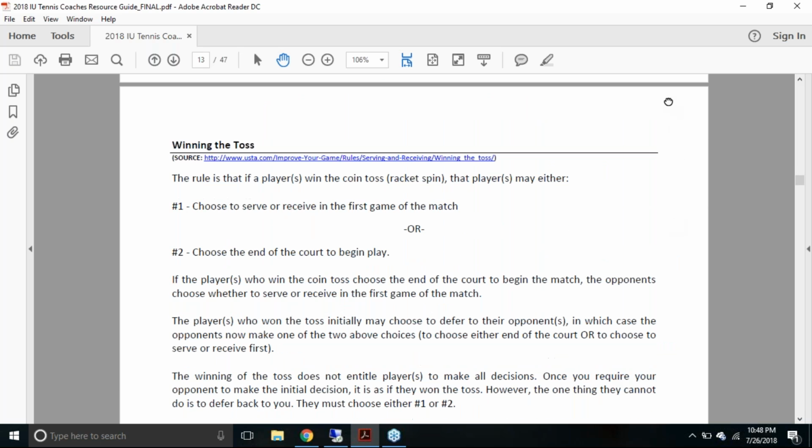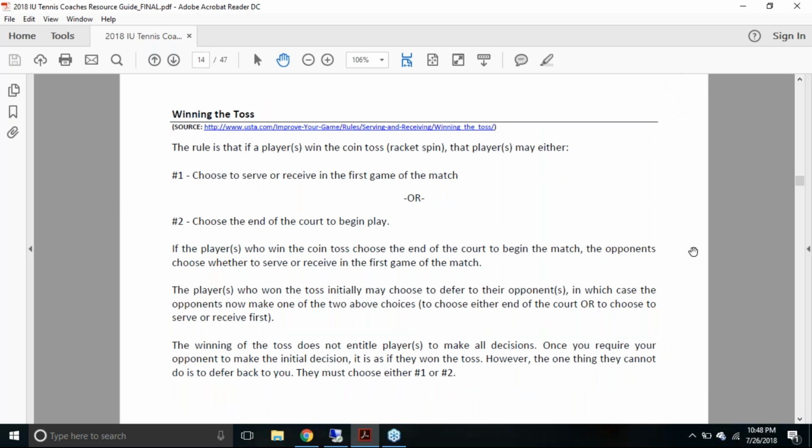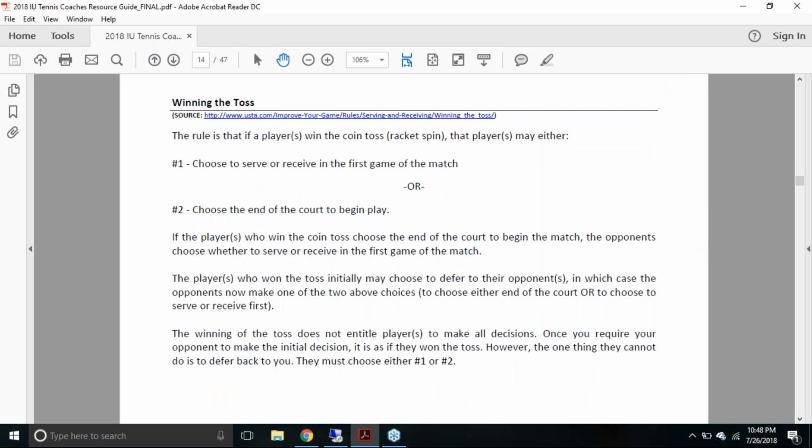On winning the toss, the rule is that if a player wins the coin toss or the racket spin, that player may either choose to serve or receive in the first game of the match, or they can choose the end of court to begin play. So if the players who win the coin toss choose the end of the court to begin the match, the opponents then choose whether to serve or receive in the first game of the match. The players who won the toss initially may choose to defer to their opponents, in which case the opponents now have to make one of the two above choices. They cannot defer it back to the initial team.